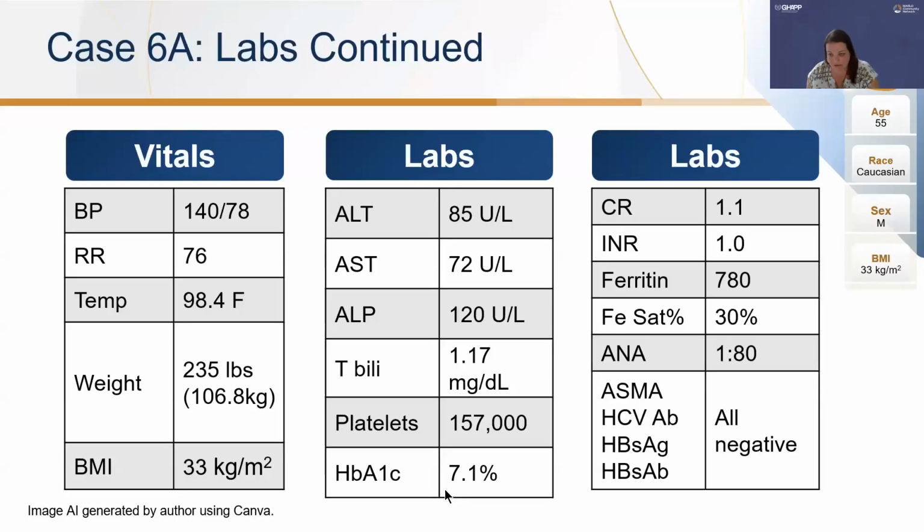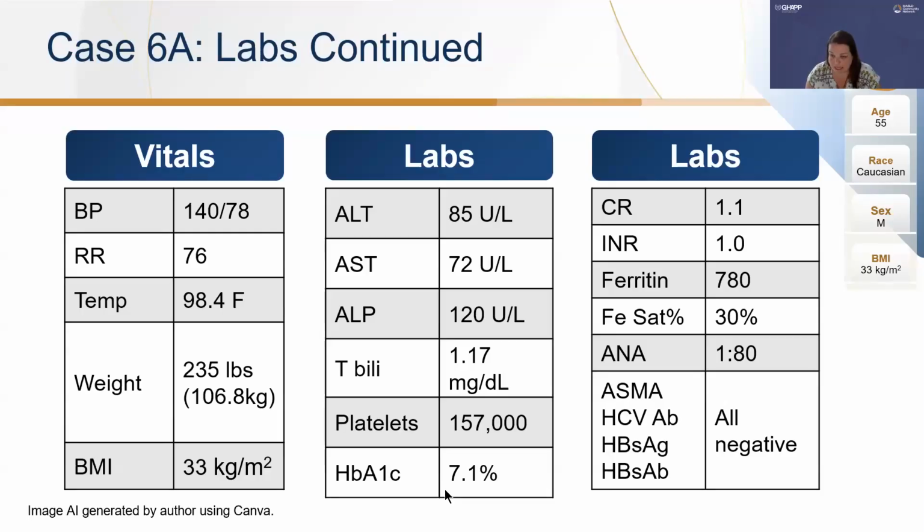His ferritin is a little bit elevated. This can be seen with inflammation, which patients can have with fatty liver. It's not to the point where I would typically think about getting a hemochromatosis lab, but it is a little bit elevated. Usually above 400 is kind of the upper end of normal.